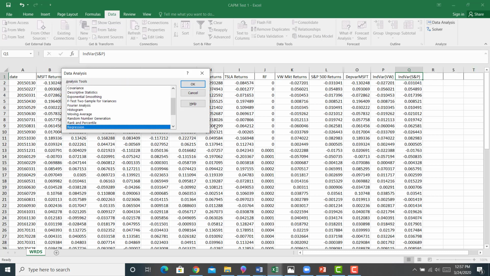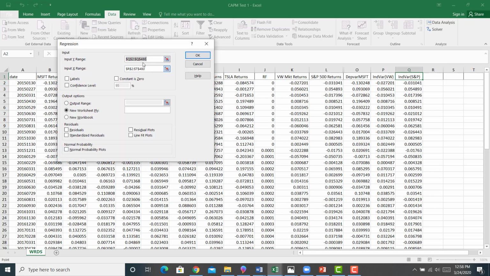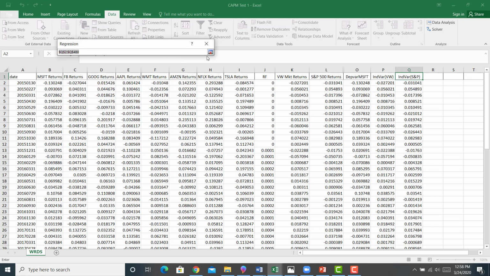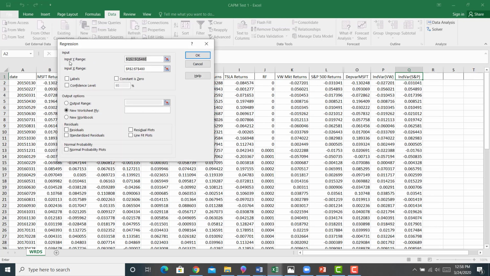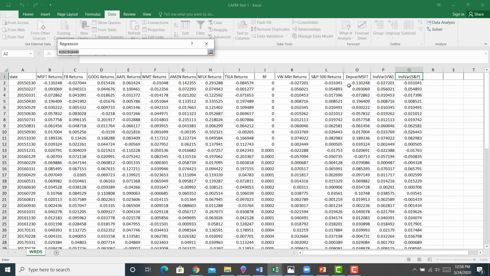I'm going to click on Data Analysis. Again, this is under the Data tab, under the Data Analysis tool. I'm going to highlight Regression, say OK. Let me go back and show you. This is the Y range, so this is the dependent variable. My dependent variable is going to be the difference between Microsoft's monthly return and the risk-free rate.